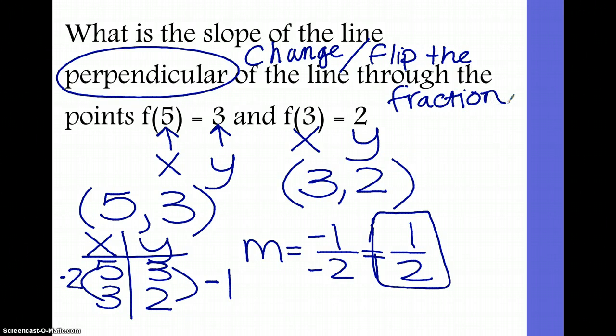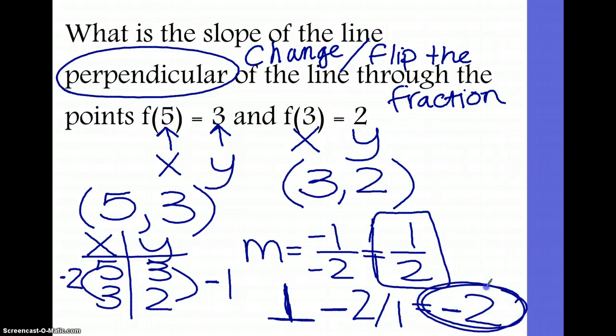So if this is our 1/2 slope, we want perpendicular. We're going to change the sign, make it negative, and flip the fraction. So 2 over 1. If I have negative 2 over 1, that is the same as negative 2. So the answer we're looking for, the slope perpendicular, is negative 2.